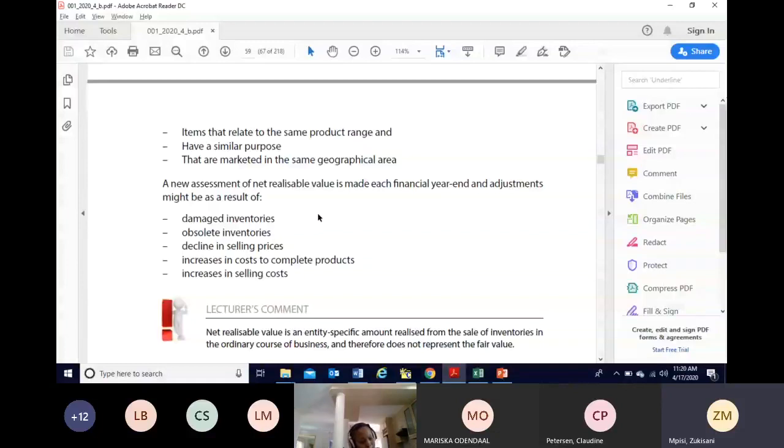So just to revise again what we have touched, to determine the cost of inventories, you have to look at the cost in terms of the purchase that you have made. So it will be your cost price, import duties, taxes, any other costs that you may have incurred, such as transport costs, less any rebates or discounts that you have.